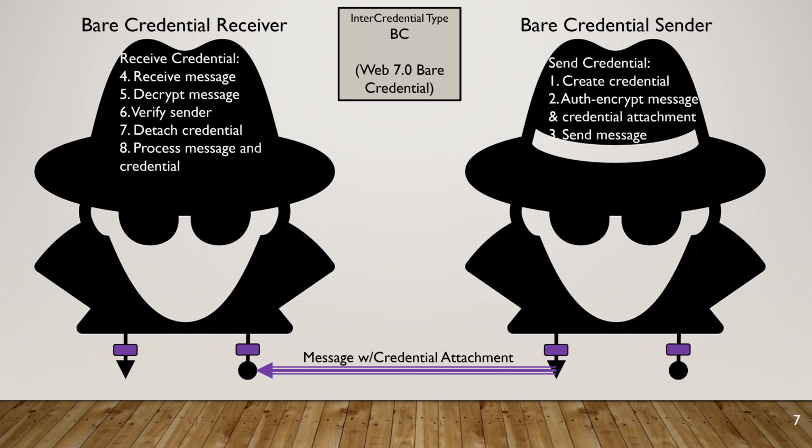What does the bare credential receiver need to do? Well, he or she has 5 steps: receive the message, decrypt it, verify the sender, detach the credential, and then process the message contents and the credential through some sort of business workflow or middle-tier logic, whatever is appropriate for the type of the message and the type of the credential.